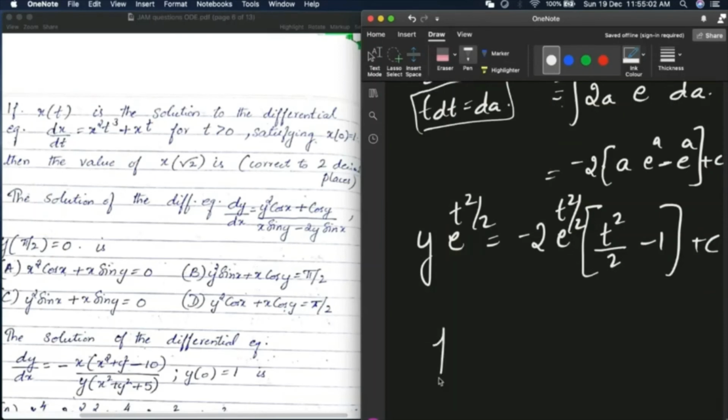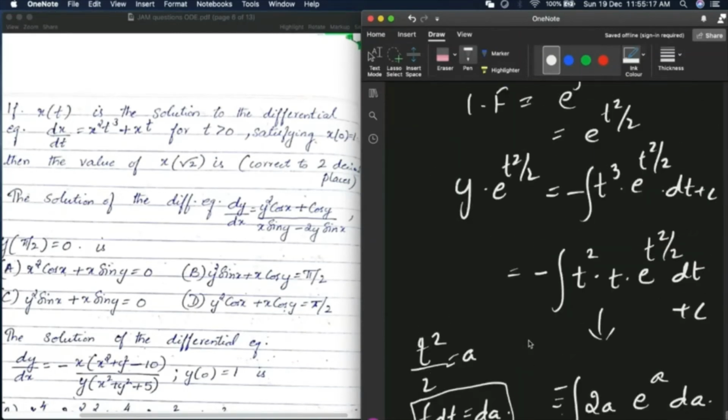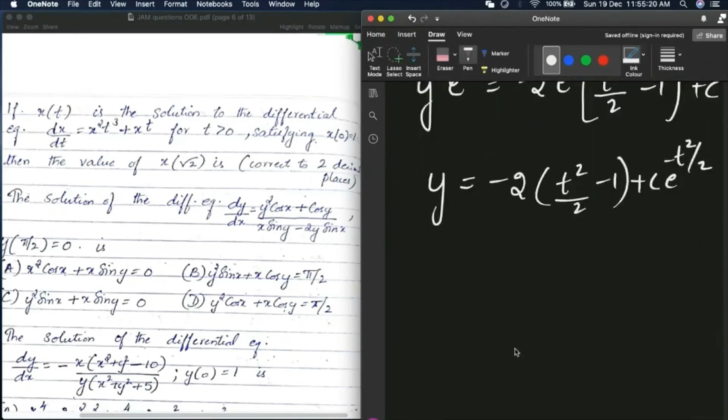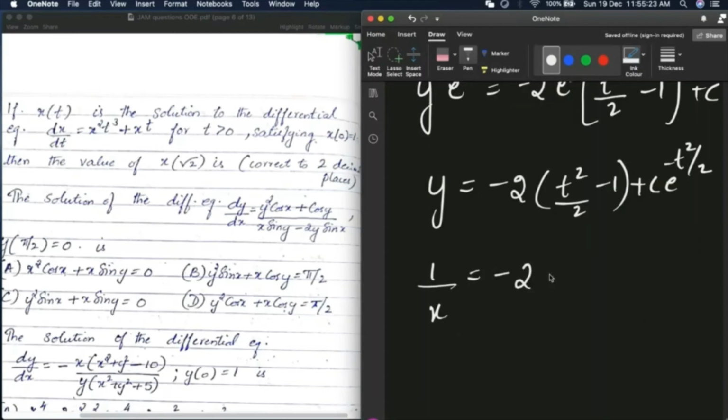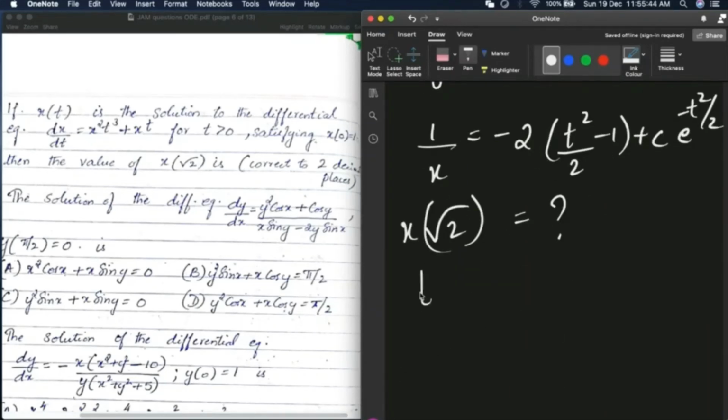We can write this as y is equal to minus 2. So y is what you have substituted. What was y? y was 1 by x, right? Yes. What's the answer that is coming? Oh, it's the value of root 2. You have to put t is equal to root 2. x of root 2 is your question. So put t is equal to root 2 and solve.